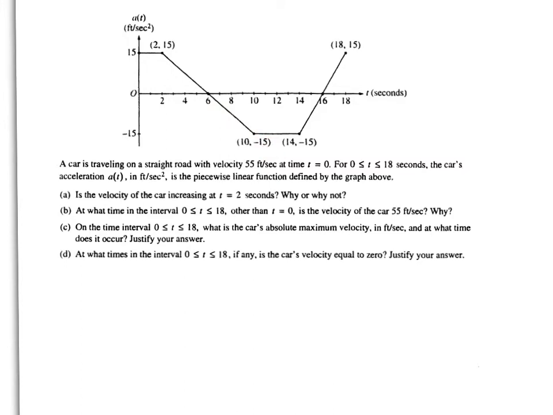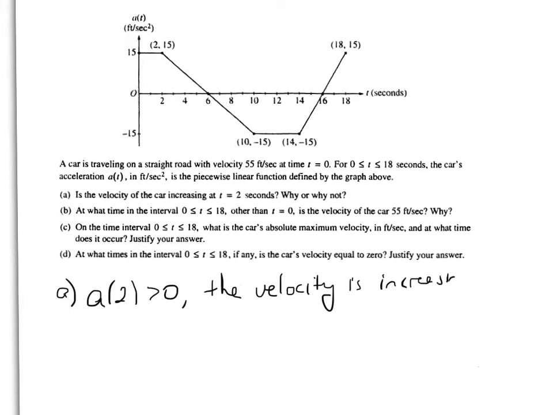So for part A, we want to know, is the velocity increasing at t equals 2 seconds? Well, here's t equals 2 seconds, and it looks like the acceleration is positive. So since a of 2 is positive, and the acceleration is the derivative of velocity, if the derivative is positive, then the function must be increasing. So since a of 2 is greater than 0, velocity must be increasing at t equals 2.